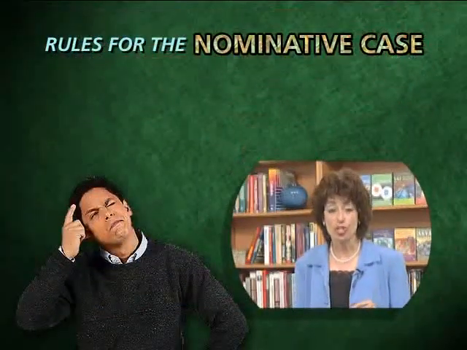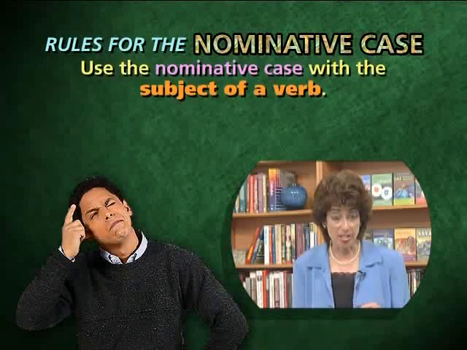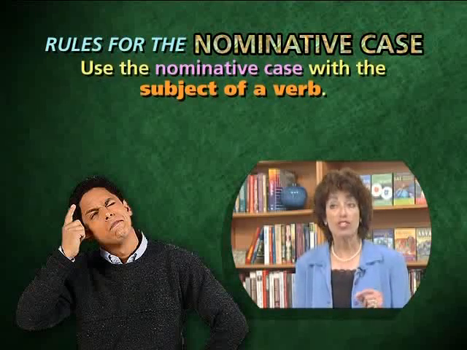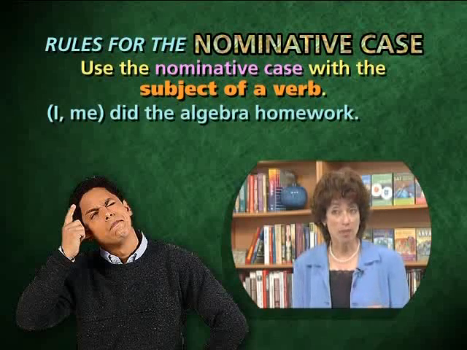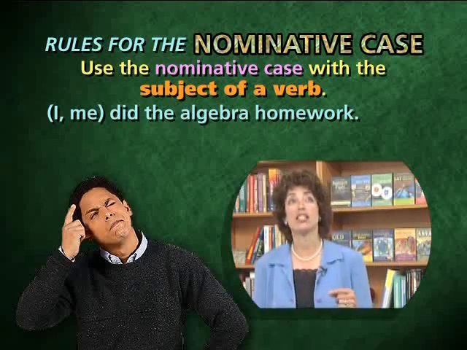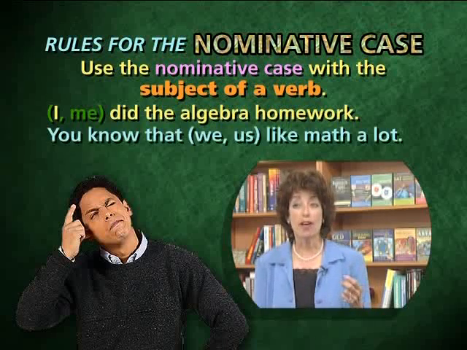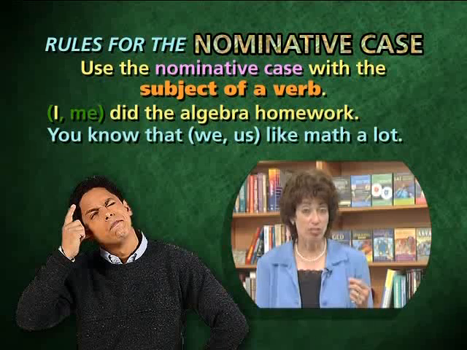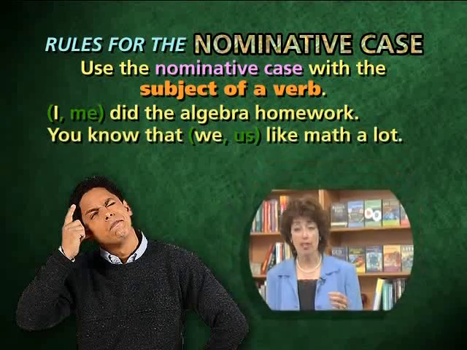Let's take a look at the rules for the nominative case. Use the nominative case, the subject case, with the subject of a verb. I or me did the algebra homework. Well, would I say I did the algebra homework or me did the algebra homework? I would say I did the algebra homework. I'm the subject. You know that we, us, like math a lot. Well, we like math a lot.